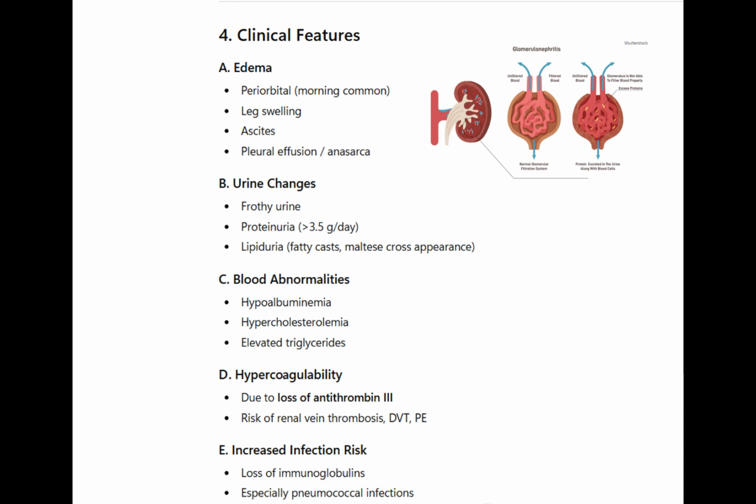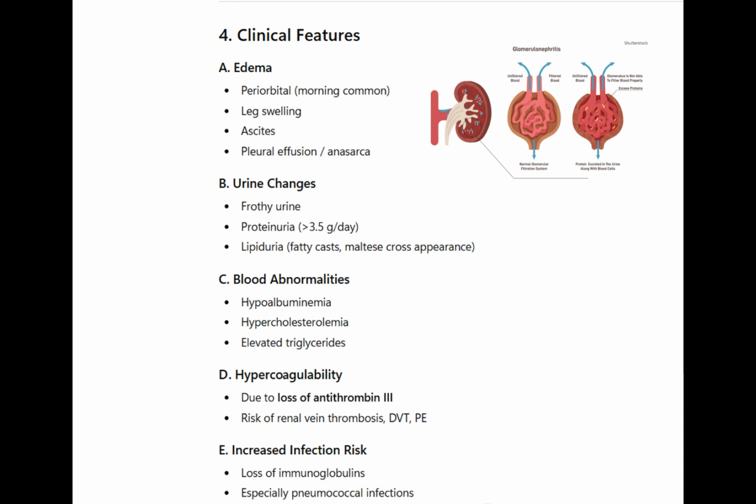Patients may have periorbital edema, especially in the morning, dependent leg swelling, scrotal or vulvar edema, and in severe cases, generalized anasarca. Urine may appear frothy due to the presence of proteins. Microscopy often shows fatty casts or oval fat bodies, giving the characteristic Maltese cross appearance under polarized light. Laboratory tests show hypoalbuminemia and hyperlipidemia.